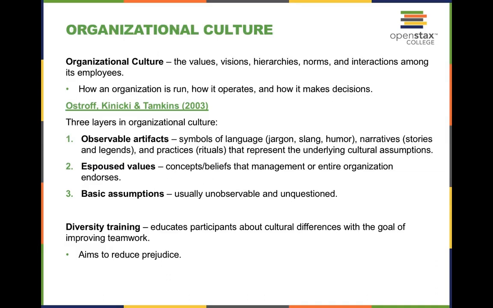Now, when it comes to organizational culture, this is defined as the values, visions, hierarchies, norms, and interactions among its employees, aka how an organization is run, how it operates, and how it makes decisions. Now, in 2003, there were a few individuals that identified three layers in organizational culture.